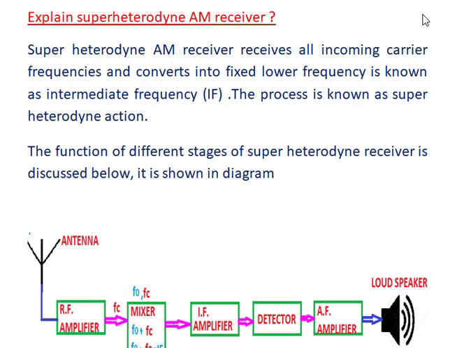This frequency is converted into a fixed low frequency. The fixed low frequency is called the intermediate frequency, otherwise called IF. This process, the conversion of the high frequency carrier wave into the low frequency intermediate frequency, is known as superheterodyne action. So this receiver is called the superheterodyne AM receiver. It consists of different stages, which are discussed below.